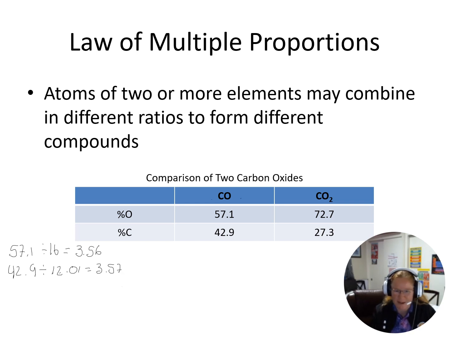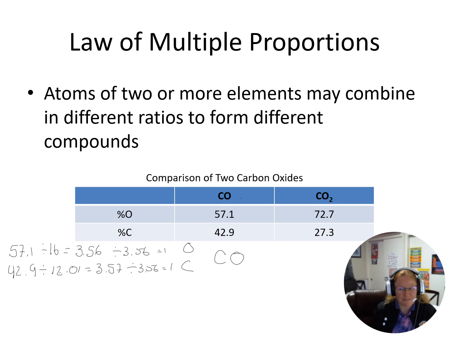We don't want decimal numbers. We want whole numbers. So I'm going to divide by the lowest number. It's a 3.56, but they're basically the same. Gives me 1. Gives me 1. There's my 1-to-1 ratio. I have 1 oxygen, 1 carbon. I get my carbon monoxide.